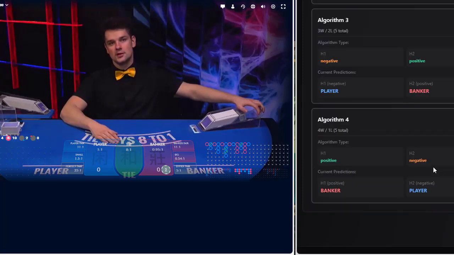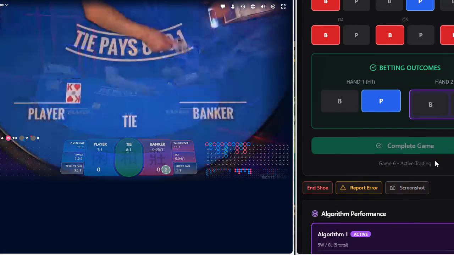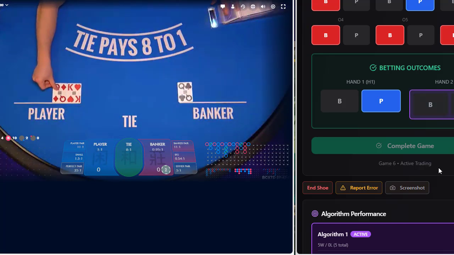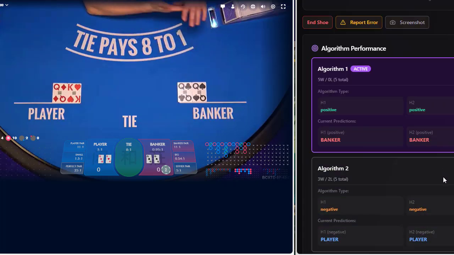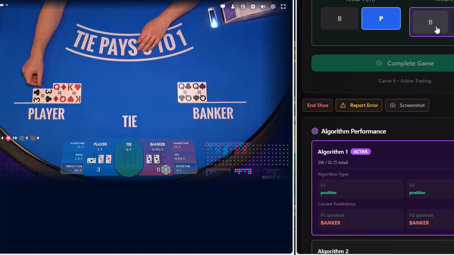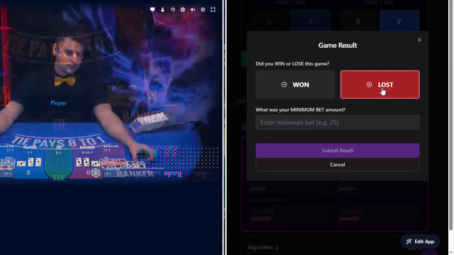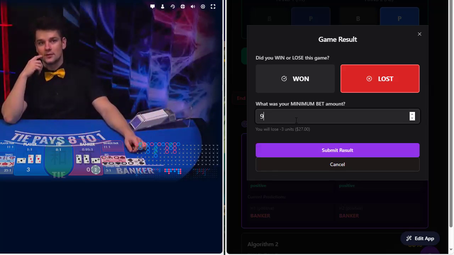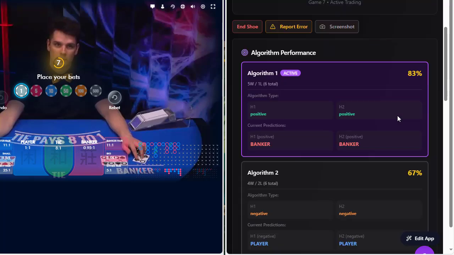So we can see here, there's a good chance that we may not have any algorithms if we lose this. There's nothing above 90. But we may win. No, we don't. Okay, cool. So we lost. We're going to put the same minimum bet here, and we're going to go on to the next game.